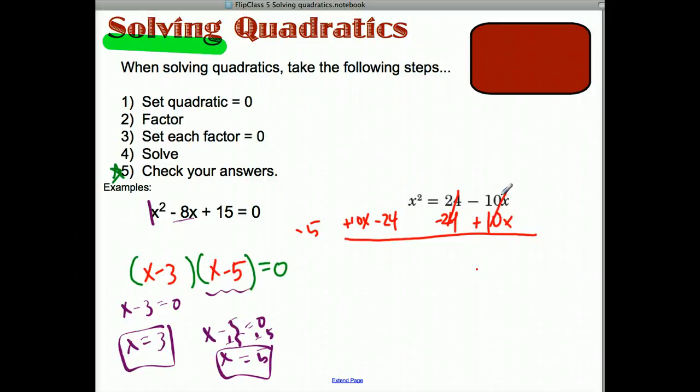24 minus 24, 10x plus 10x just equals 0. And that gives me an x squared plus 10x and a minus 24.